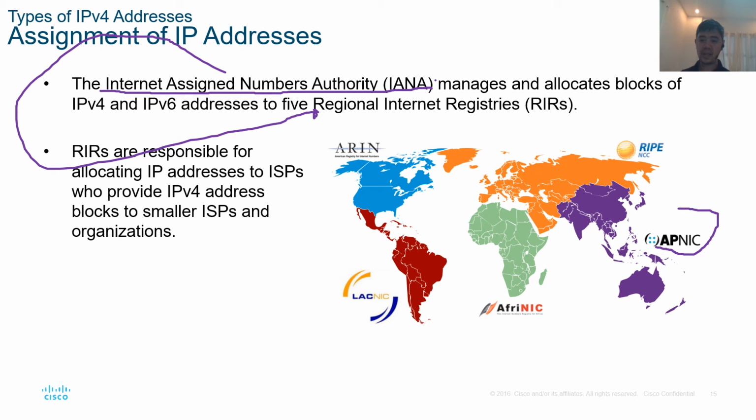So for example, let's say PLDT needs to have additional public IP addresses. They will get that from APNIC. APNIC, again, is a regional internet registry.